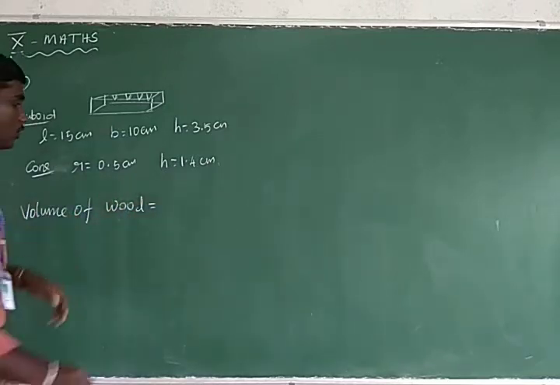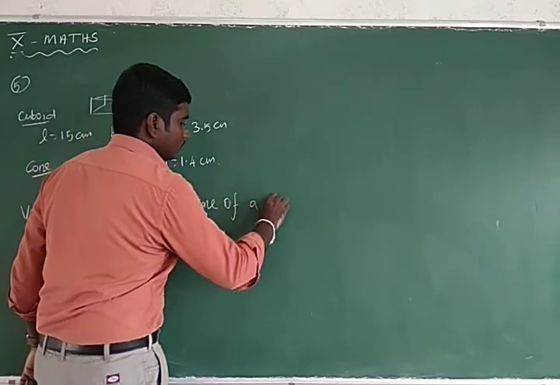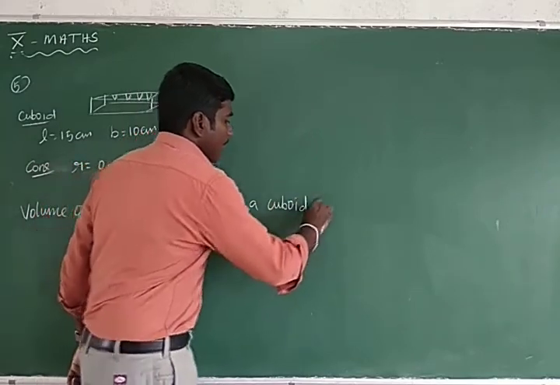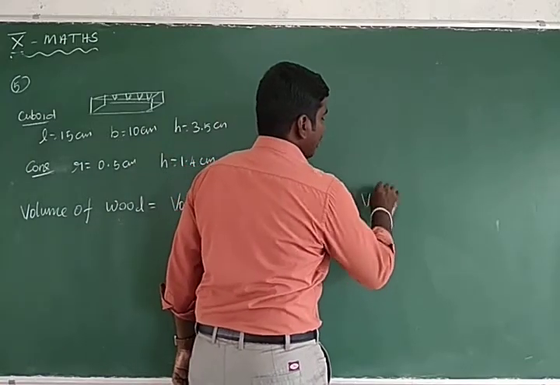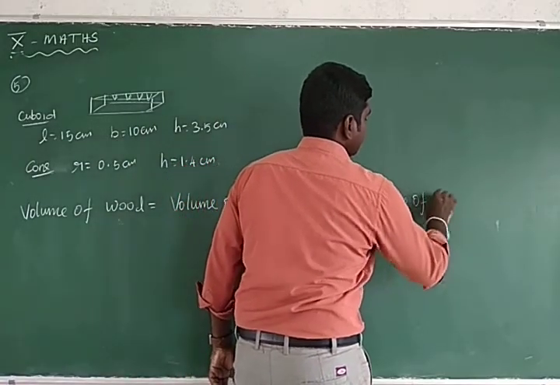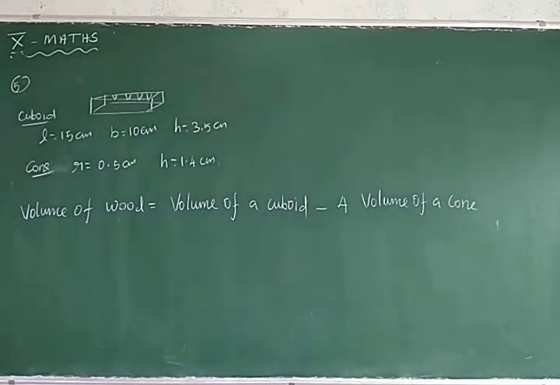So volume of wood is equal to volume of cuboid minus 4 times the volume of cone. Volume of the cuboid stand minus volume of 4 conical parts. That is 4 times the volume of cone. Any doubt there? So you find the value. Okay, it is over.